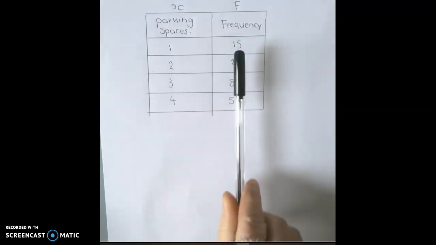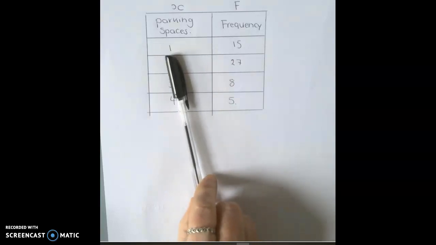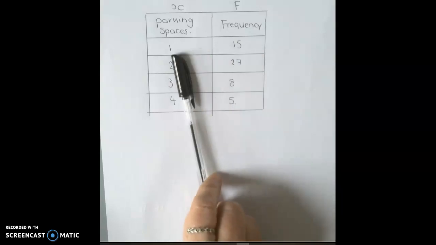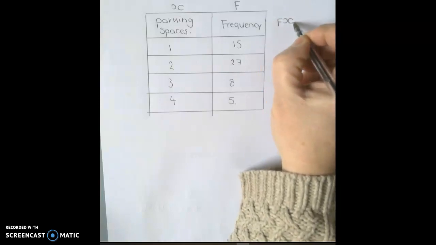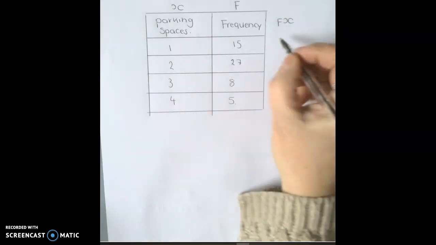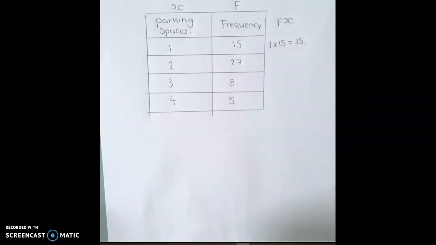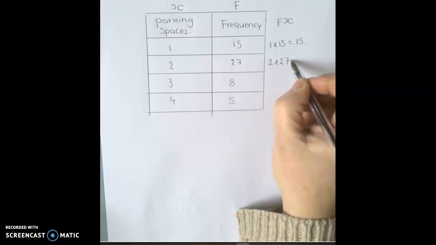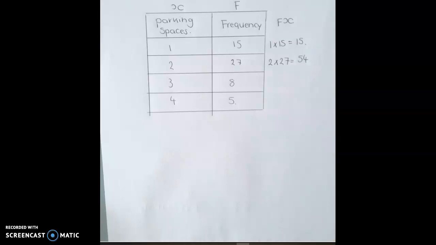What the frequency is telling us is how many ones were in our data set, and there were 15 ones in our data set. So if we do another column at the side, 15 times 1 is 15. There were 27 twos in our data set, so 2 times 27 is 54. And don't forget, we're adding them up.